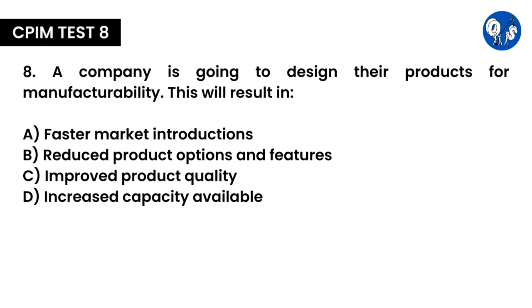Question number 8. A company is going to design their products for manufacturability. This will result in A. Faster market introductions. B. Reduced product options and features. C. Improved product quality. D. Increased capacity available. Here the correct answer is C. Design for manufacturability is simplification of parts, products and processes to improve quality and reduce manufacturing costs.